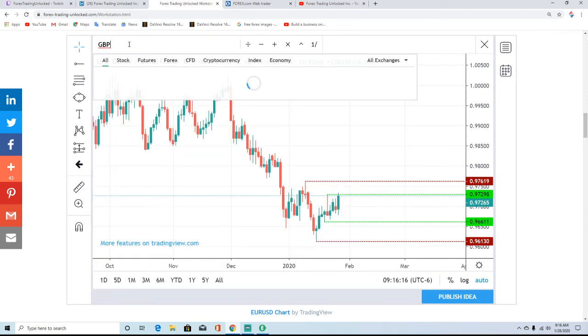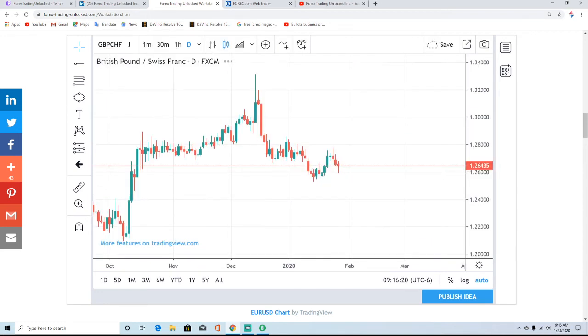We have the British pound versus the Swiss franc. So we know that we have Brexit going on. Look at this. This looks just like our British pound US dollar. So there you go. You can see that the US dollar and the Swiss franc versus other currencies, they're in tandem.